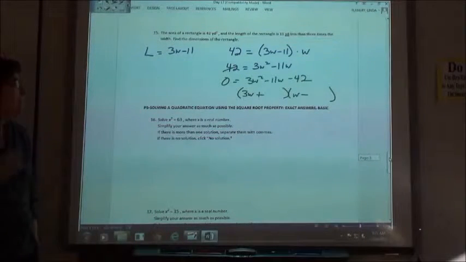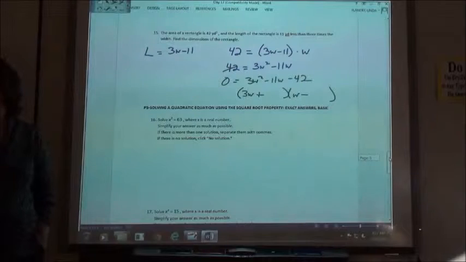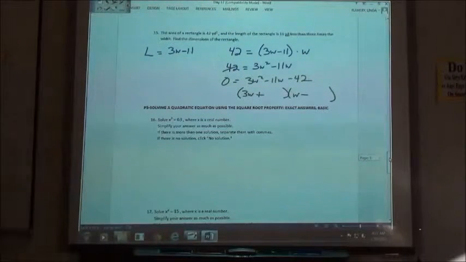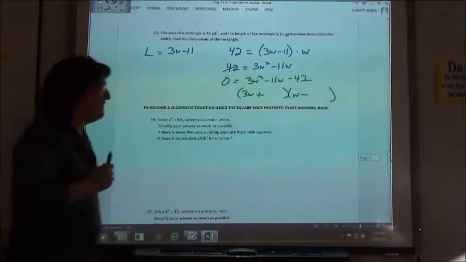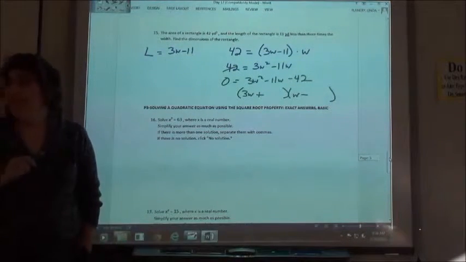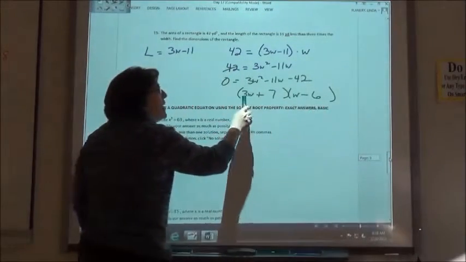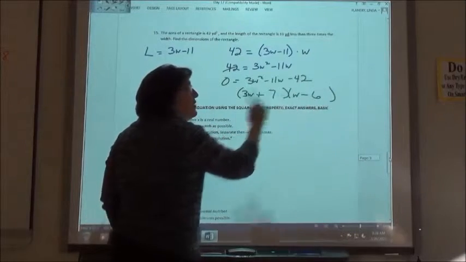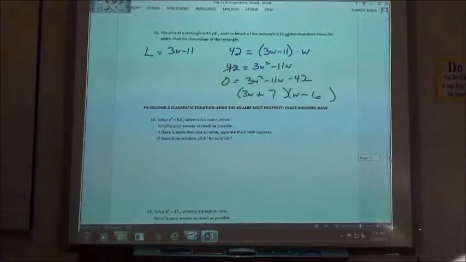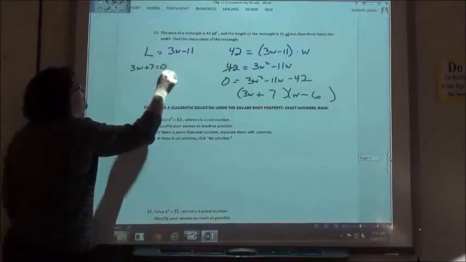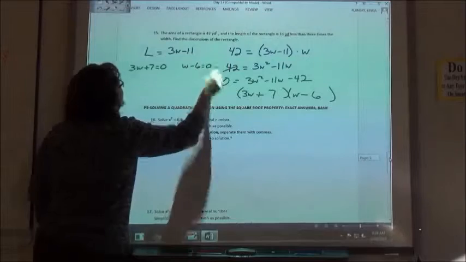Do the 7 first. So that's going to give me negative 18 plus 7, and guess what negative 18 plus 7 is? 11. The negative 11 in the middle. Hey, we got it right. So now we got to solve those. 3W plus 7 equals 0, or W minus 6 equals 0.